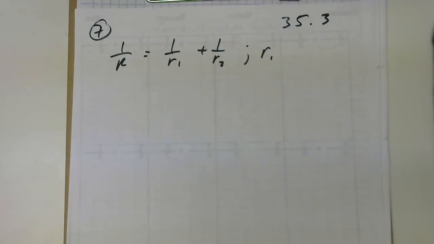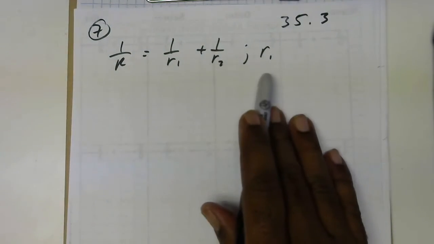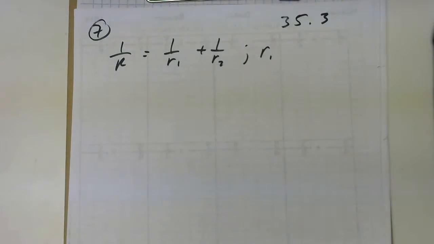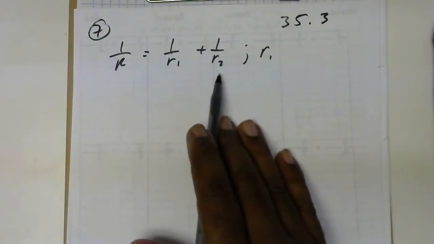Okay, let's take a look here. We're going to solve this one for R1. Now, in order to solve for R1, we've got to get rid of all the denominators. And to get rid of denominators, you need an LCD.